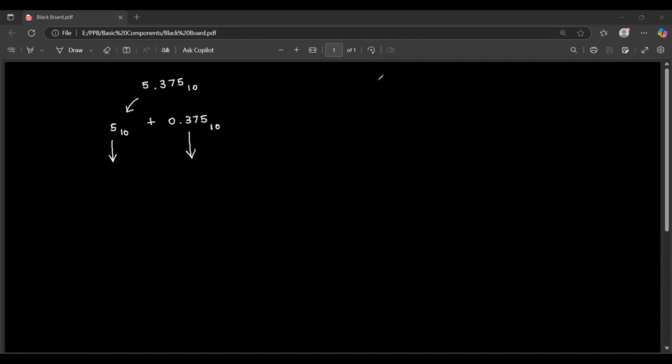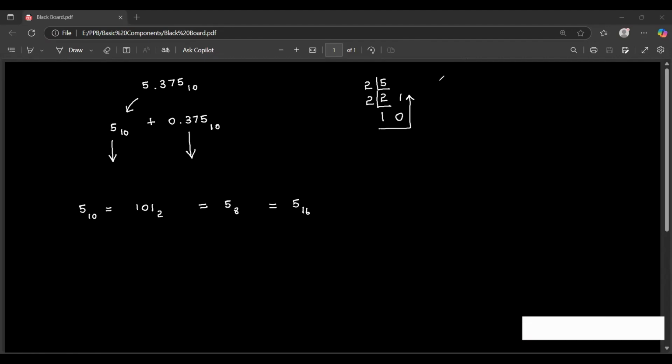So let's do for binary first. If you divide 5 by 2, you will get 2 and remainder 1. If you divide it by 2, you'll get 1 and 0. So 5 to the base 10 is equal to 101 to the base 2 because it's bottom to top approach. And 5 to the base 10 is equal to 5 to the base 8 and it will be 5 to the base 16. There is no change. Okay. Because you can try it if you want to divide, but we know 5 exists in 8 as well as in hexadecimal. So by 8, I mean the octal number system. So that's it. Now we are going to do 0.375.